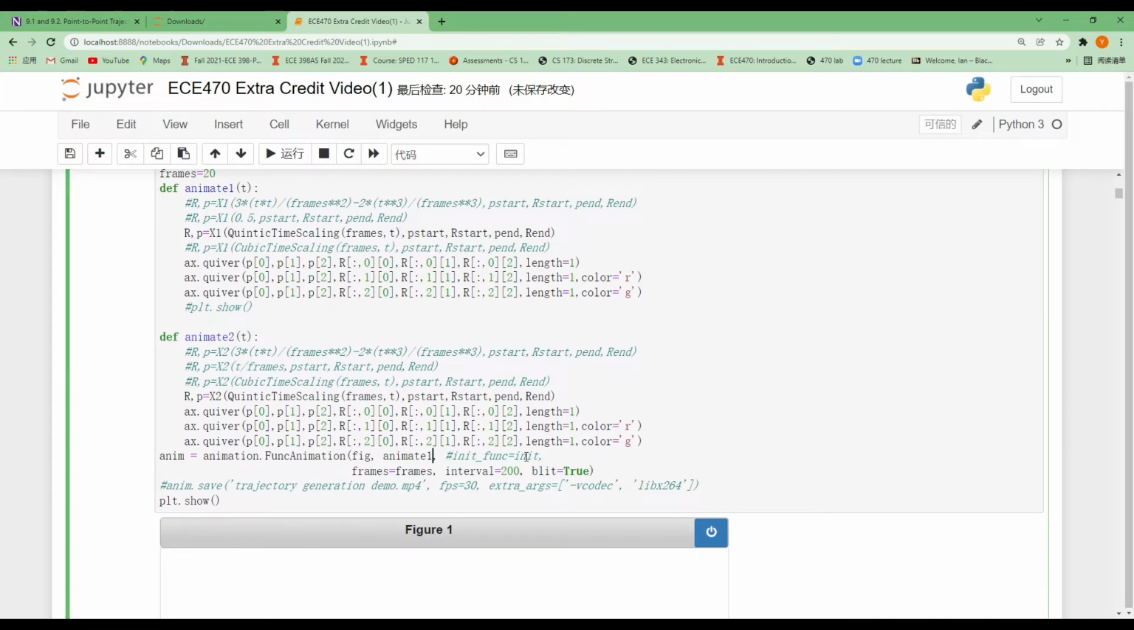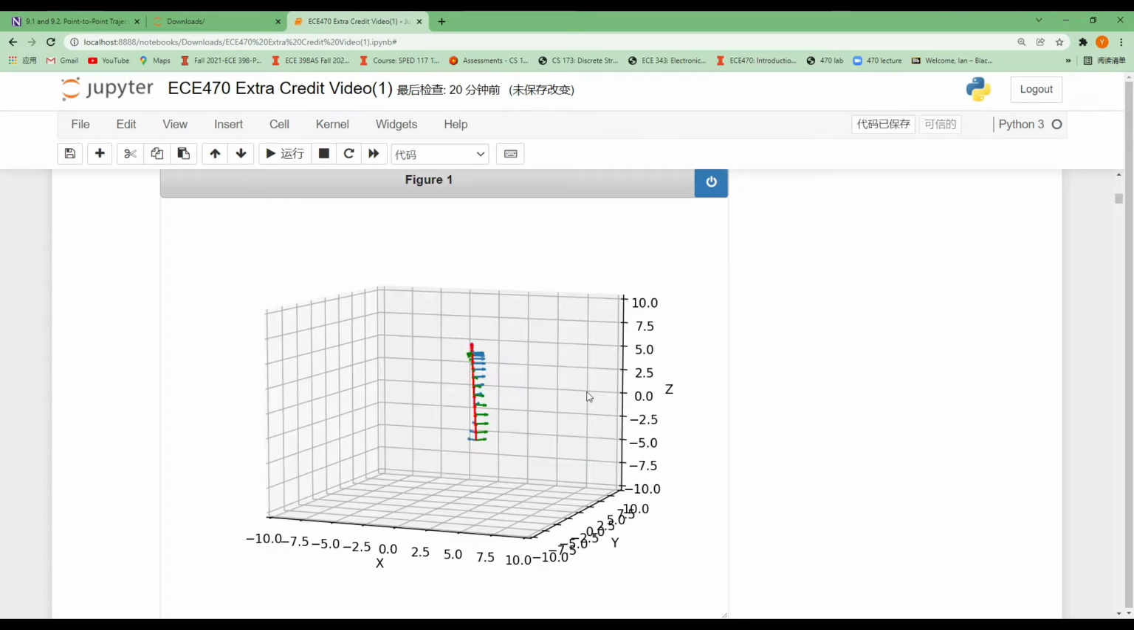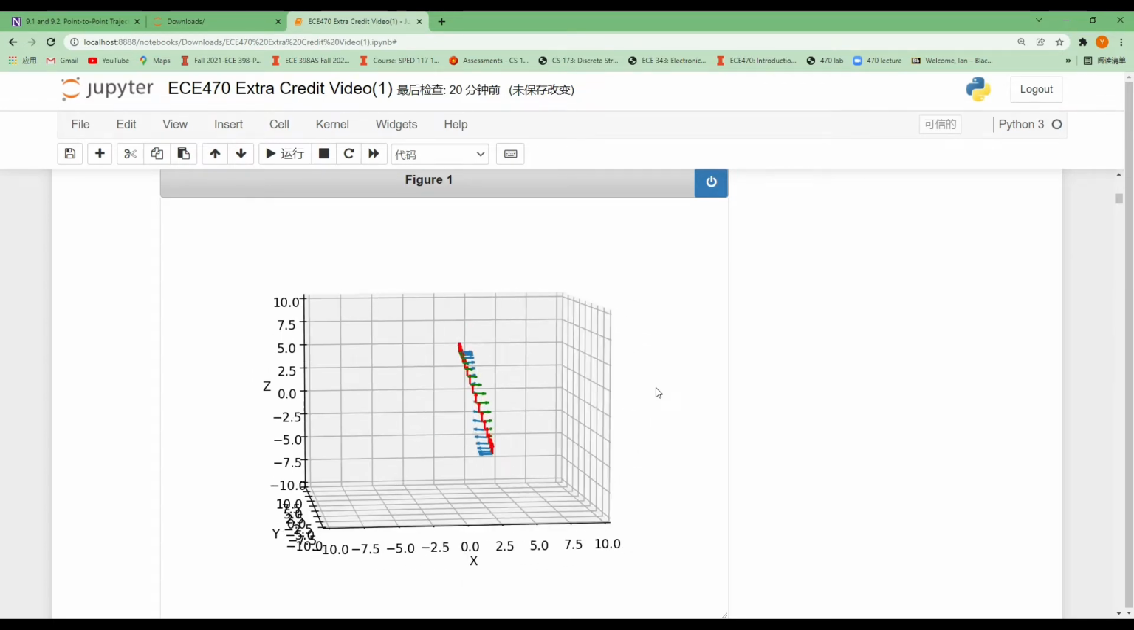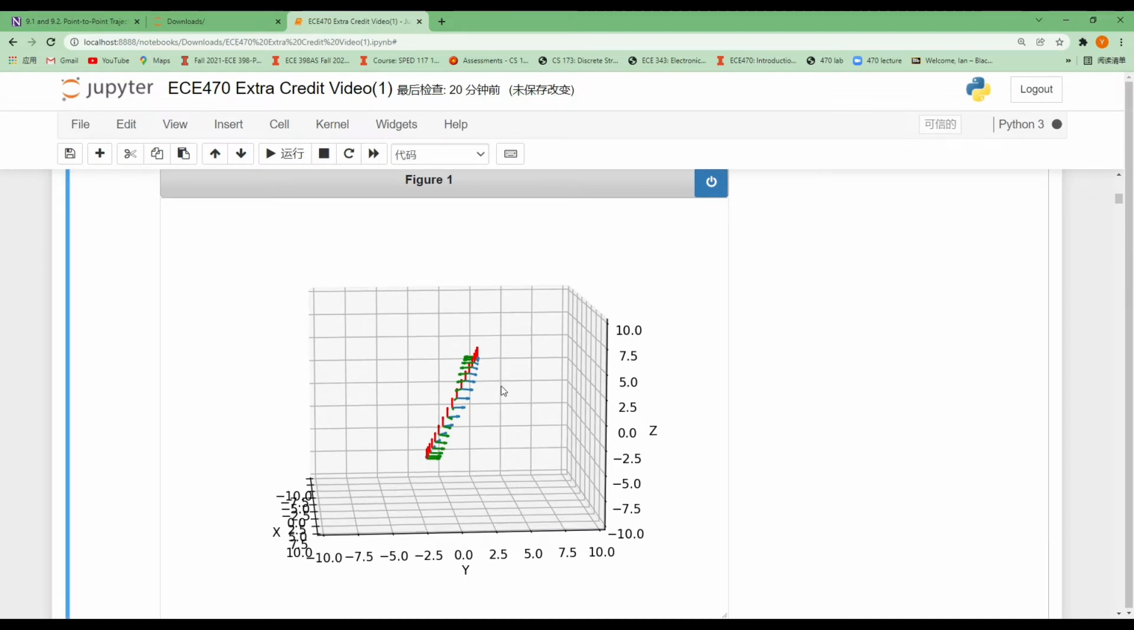And now we run animation 2 to see what happens with the decoupled path. And here you can see the origin of the frame follows a straight line, and the rotation is about an axis fixed in the frame.